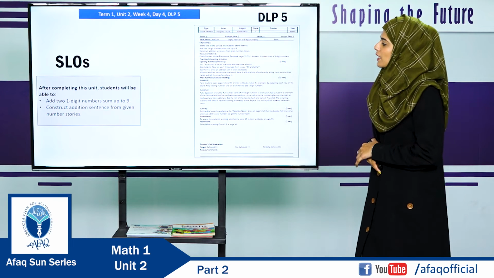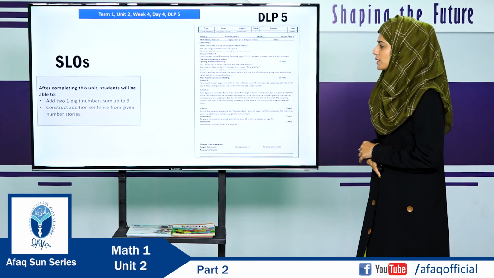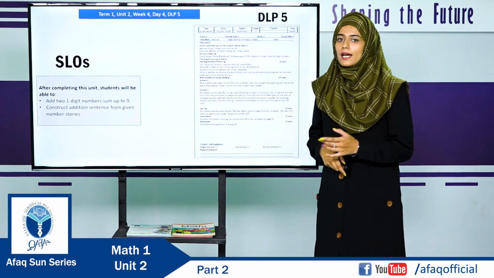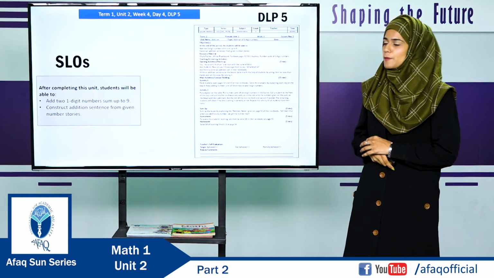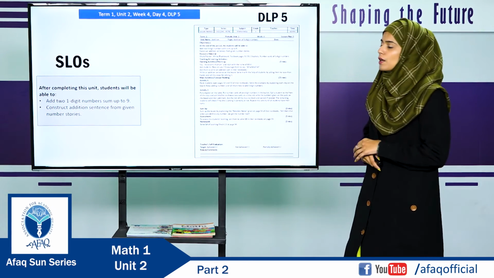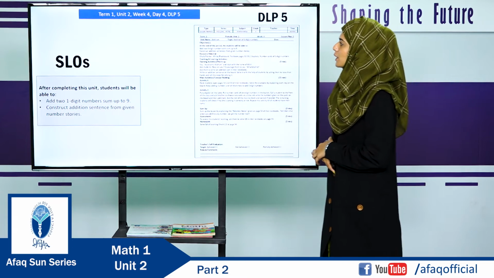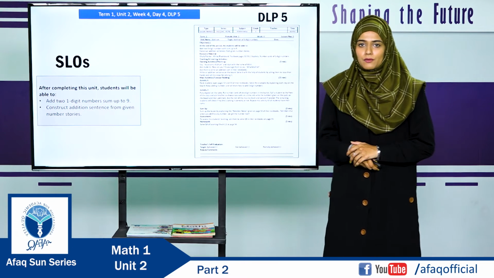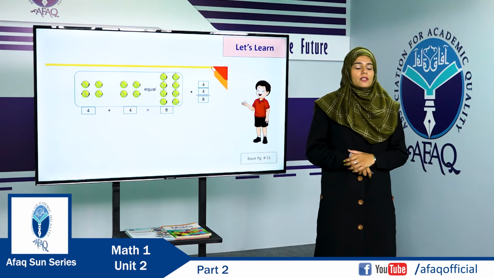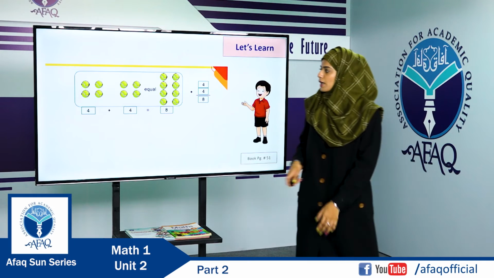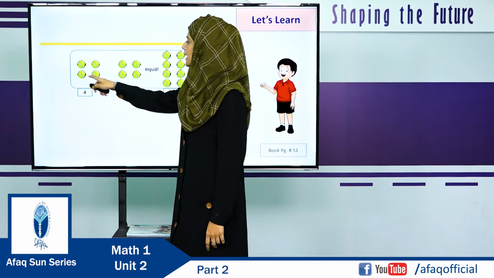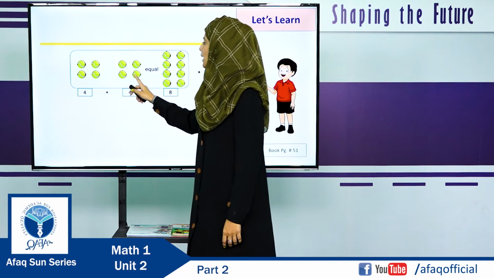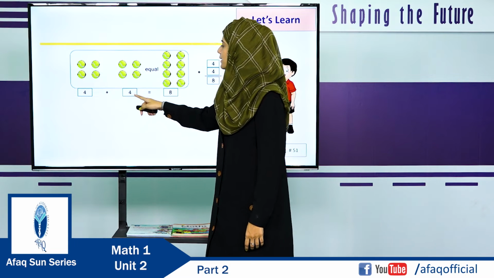In this SLO, we are going to add two one-digit numbers, sum up to 9. To cover this, the methodology has been provided in DLP 5, which falls in Term 1, Unit 2, Week 4 of Day 4. Again, it's a question of addition here. You have to count these balls and write the number here. Then you have to count these balls and write the number here.